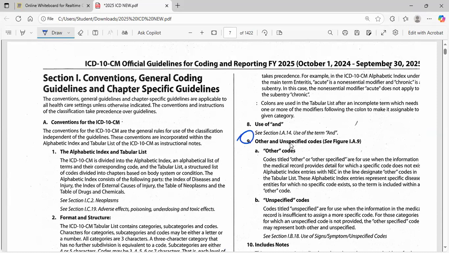So here we have the explanation of other and unspecified. Again, other we need to use when we are using an NEC entry in the alphabetic index, and we have to use NOS when it does not have a specific documentation or information in the medical records. Let's move further.